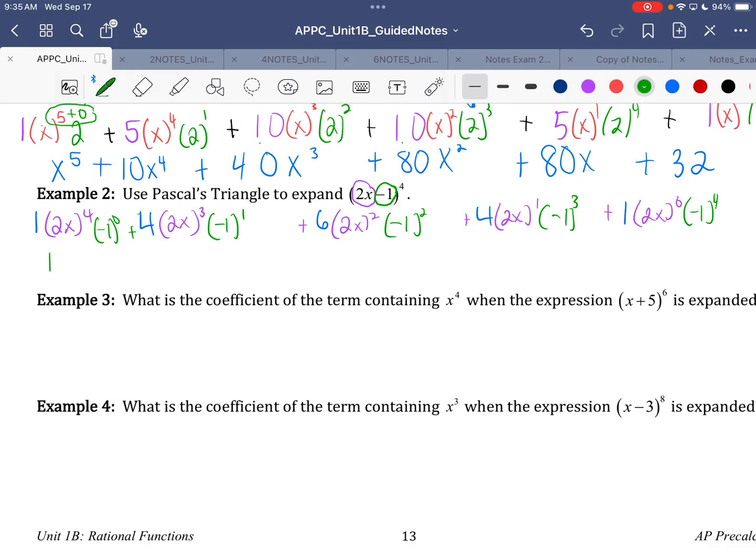All right, 2 to the fourth is 16. 2 to the third is 8, but it's times 4. Oops, and it's minus. So we have 32x cubed. 2 squared is 4 times 6, 24x. Ooh, I put 26. What is going on with my brain today? 24x squared. And then minus 4 times 2 is 8 plus 1.